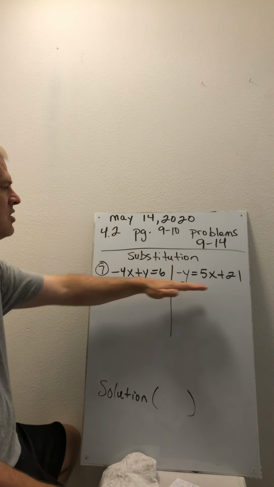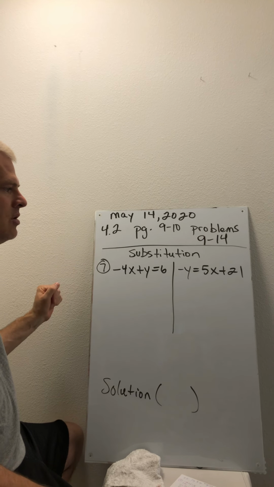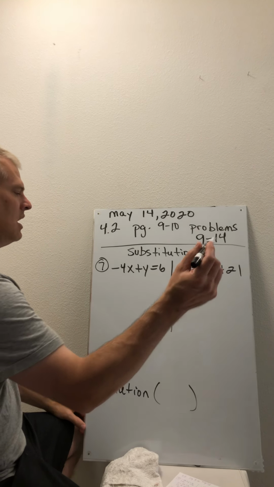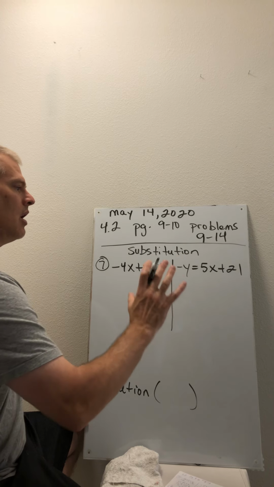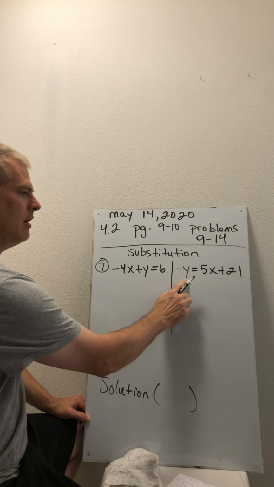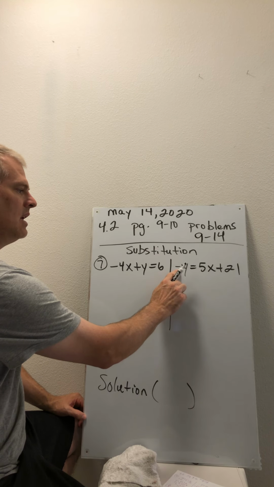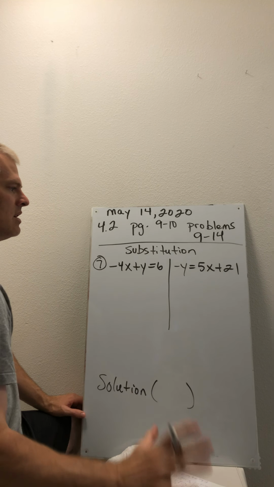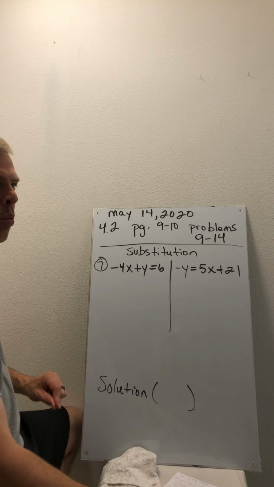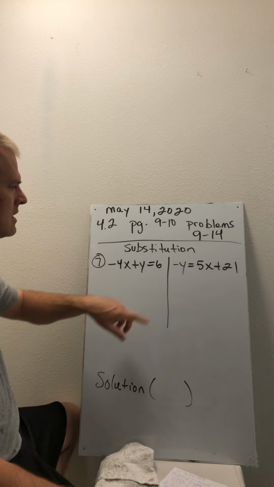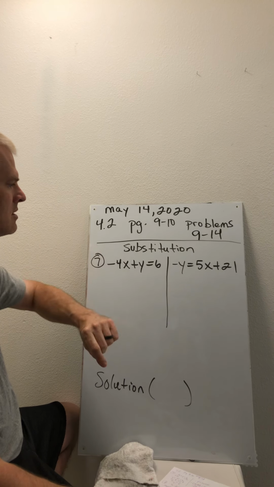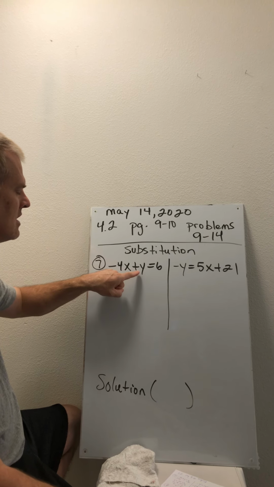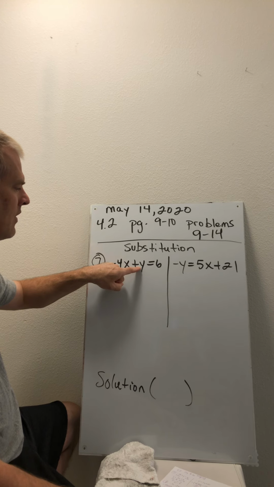So if I look at these two problems, I cannot substitute in for x or y because my variables are not alone. Yes, the y here is alone, but it has a negative sign in front of it. So I want to solve for the ones that have a 1 in front of the variable. Since this has a negative 1, I'm not going to solve for that one. I'm going to solve for this letter right here because it has a 1 in front of the y.